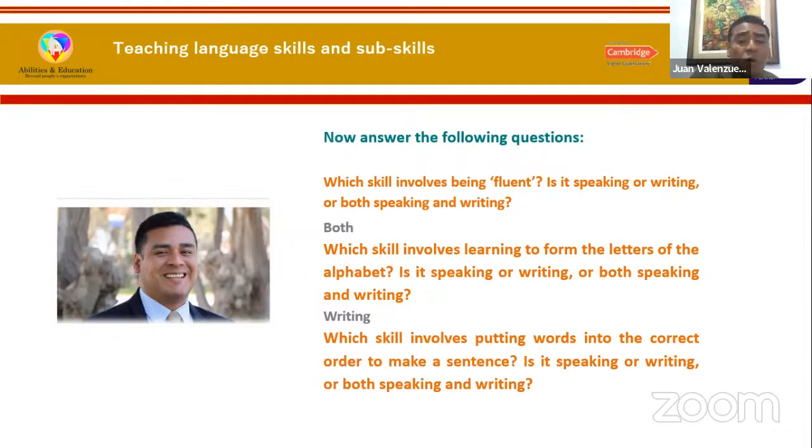Now, which skill involves putting words into the correct order to make a sentence? Is it speaking or writing? Or both, speaking and writing? What do you think?